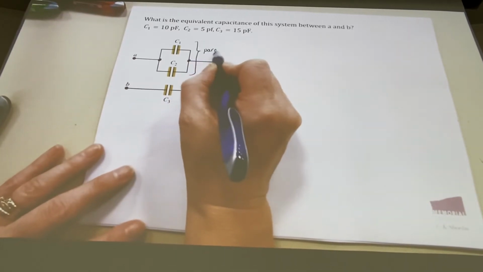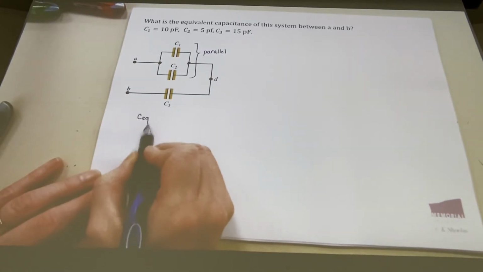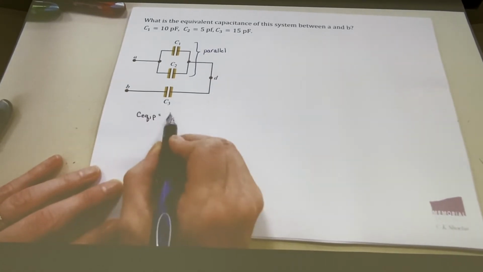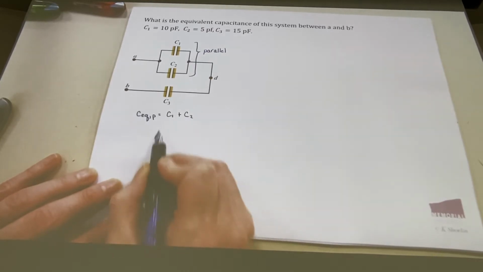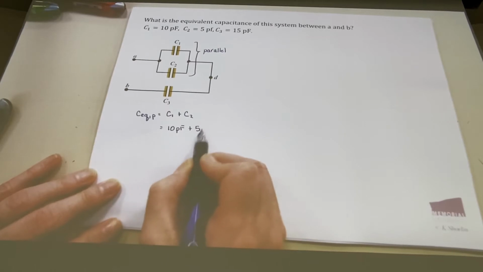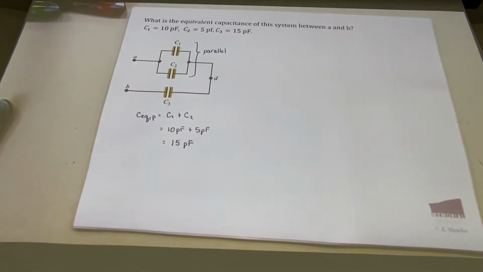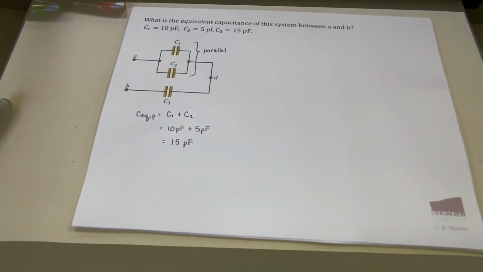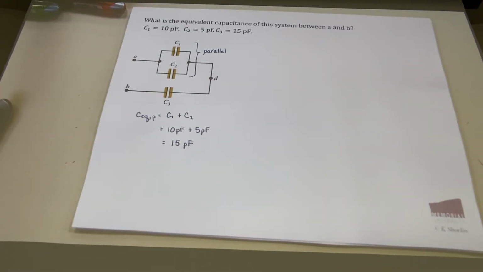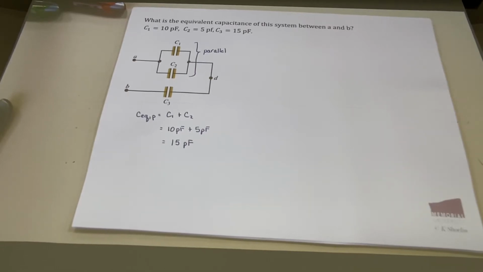So we look at our diagram and say that these are a parallel combination. C equivalent for parallel combinations is when we just straight up add together the capacitances. So 10 picofarads plus 5 picofarads gives us 15 picofarads. I could write times 10 to the minus 12 for my pico there, but I'm not going to because I don't want to. So I'm just going to work in picofarads.